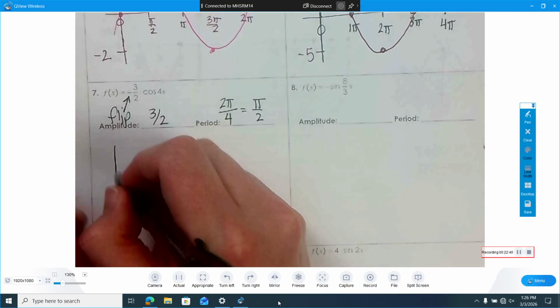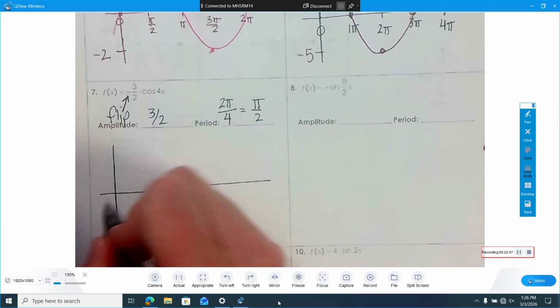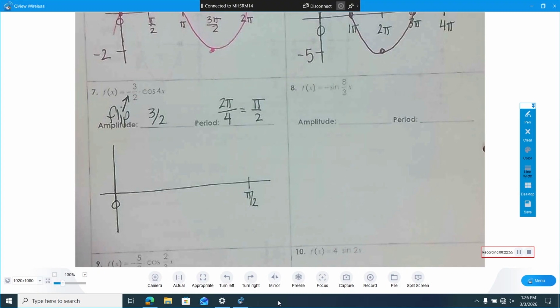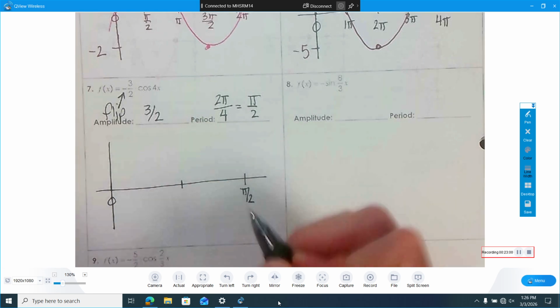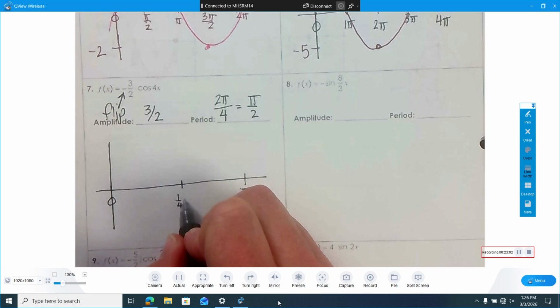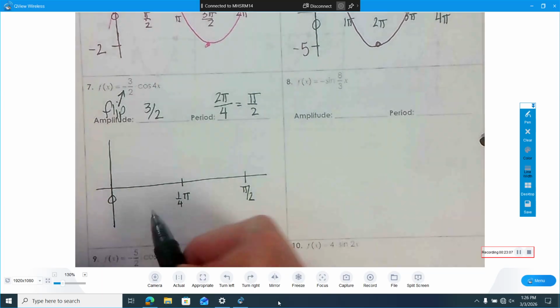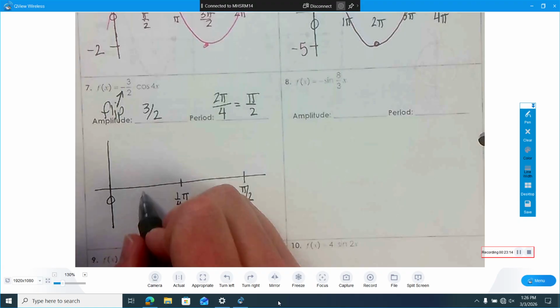All right, so I have a vertical axis and a horizontal axis. Now I have to do the horizontal axis first. That's my period. It starts at 0, and where does it end? At pi over 2. So now, ladies and gentlemen, here's where the real math begins. What's halfway between 0 and pi over 2? Yeah, 1/4 of pi. Okay. All right, and then what's halfway between 0 and pi over 4? Yeah, pi over 8. Very good.